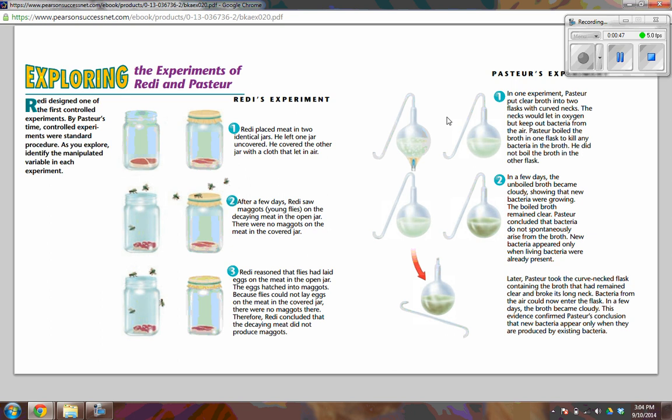Take a look at this experiment. You have a flask in both experiments. You have broth in both experiments. But think about what Pasteur did that's different between these two flasks. If you take a look, you'll see that in one flask he boiled the broth, and in the other one he did not. And then bacteria started to grow. Bacteria growing is not a manipulated variable. That's another kind of variable called a responding variable, which we will get to another time.